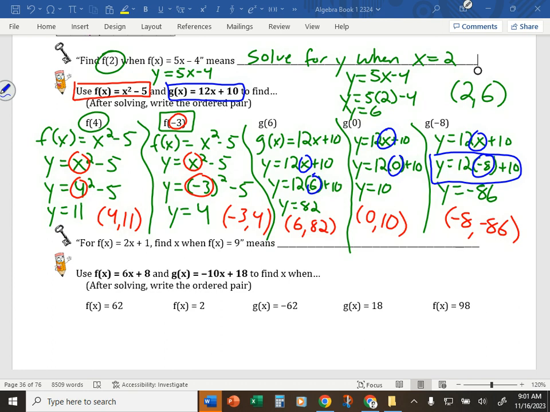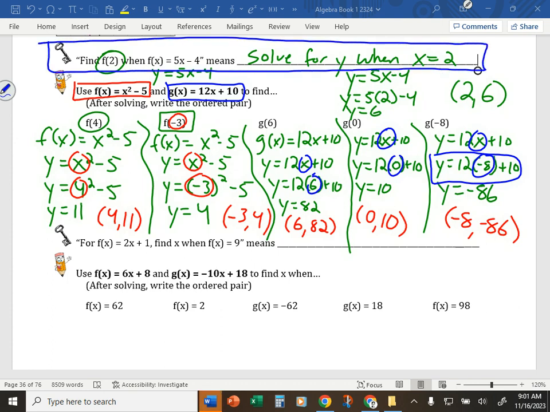I mean, really, and this is a key point for a reason. This can go on a help sheet, right? So that when you see that f of 2, you know what it means. You're solving for y when x equals 2. I'm giving you x to solve for y. Okay?